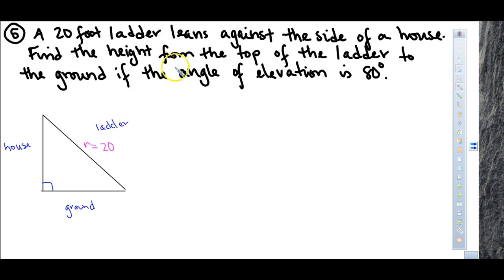I need to find the height from the top of the ladder to the ground. So this is my height right here that I'm trying to find. That is y. I don't know what that is. That is what I'm looking for. That's my big question mark. And the angle of elevation is 80. Now, angle of elevation means that it's the angle formed by a horizontal segment and a line of sight.